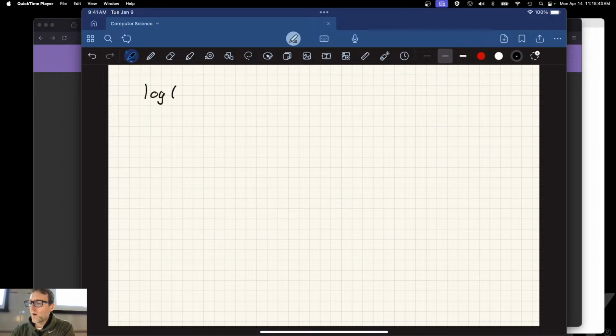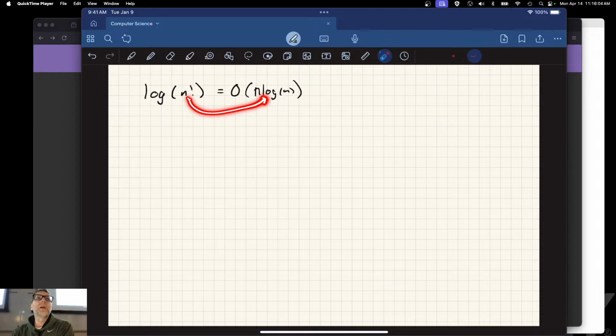I want to show that log of n factorial is big O of n log n. Now wait a second. We just said that n factorial is super exponential. That's about as big as you can get, at least for sensible algorithm analysis. So how could it be n log n? Well, if you take the log of something very, very large, you get something very, very reasonable. So let's set up our inequality here. Log of n factorial.